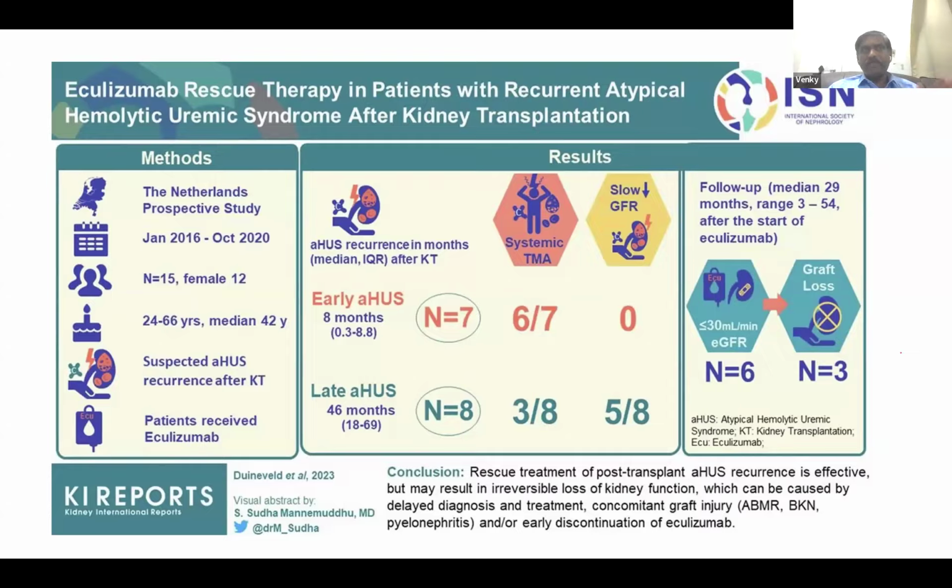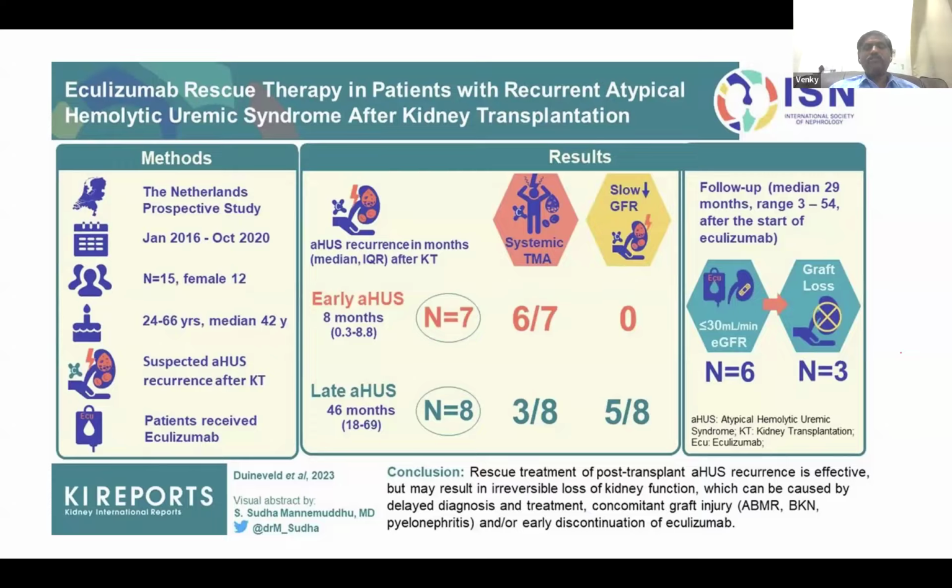Once again, here they split the group into 2 groups. One is the early HUS within the first 1 year. One is the late HUS. So out of these 15 patients, 7 patients had an early HUS. In these 7 patients, there were various triggers, like CNI toxicity and other things. Of these 7 patients, 5 had a good recovery. And in the late HUS patients, almost all the patients had a good recovery. Almost 13 out of the 15 patients had a good renal recovery, meaning recovery of the graft function once they started eculizumab.